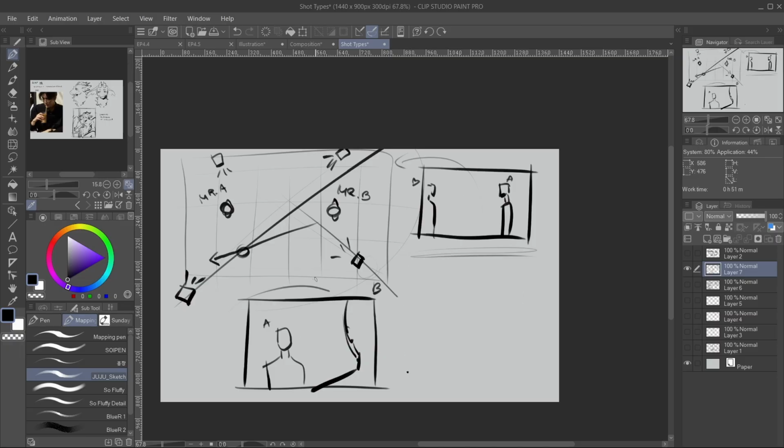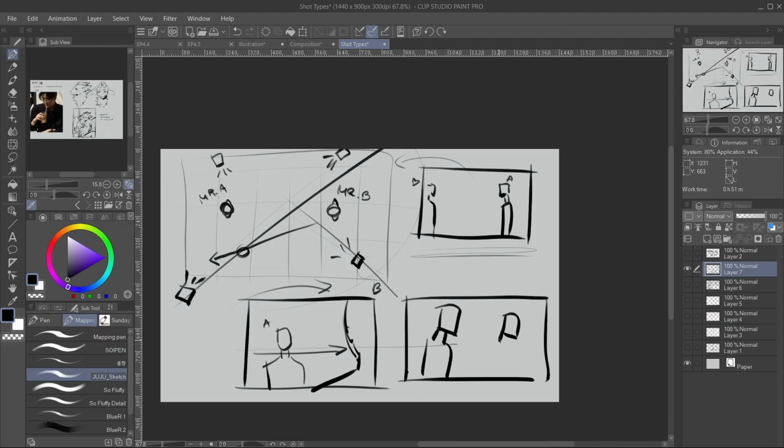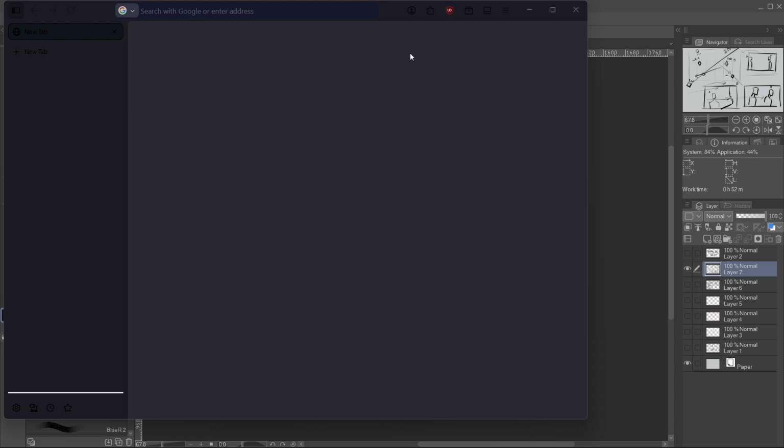We want Mr. A to move screen right, so we can just have him walk this direction, and then in the next clip, we change angle, and Mr. A is over here. But it makes sense because in the last scene, he was just walking to the right, and now he's continuing the walk right. It flows.